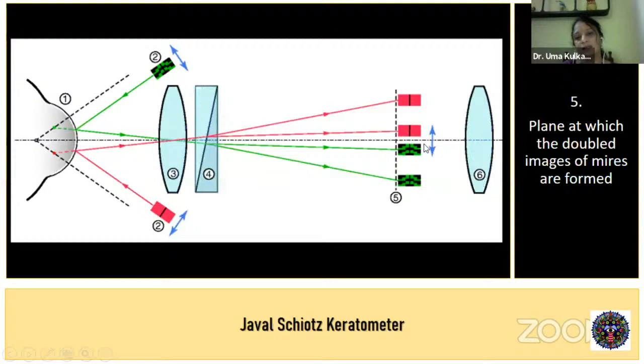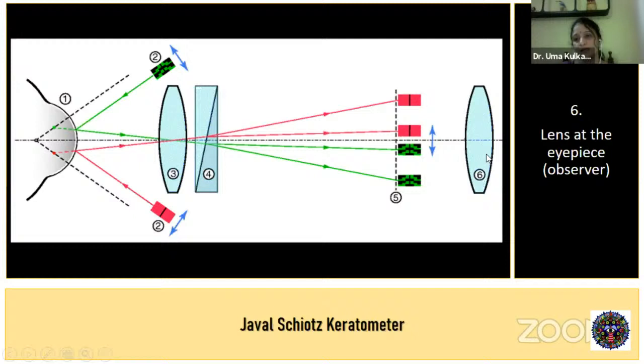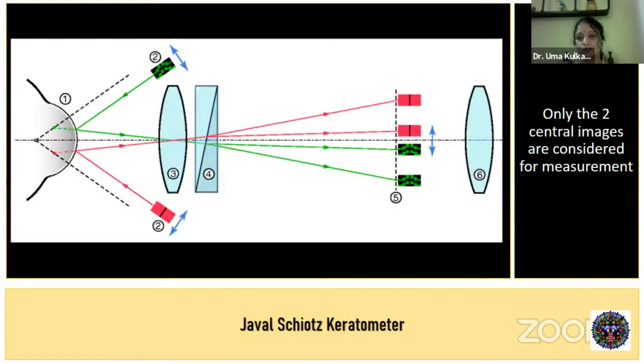Okay, so five is the plane at which these images are formed, and these are observed by us after they are passed through the eyepieces. So the observer is sitting here and looking at this component of the doubling of the images through this condensing lens, which magnifies the image. So these are the two images which are considered. So this looks something like that.